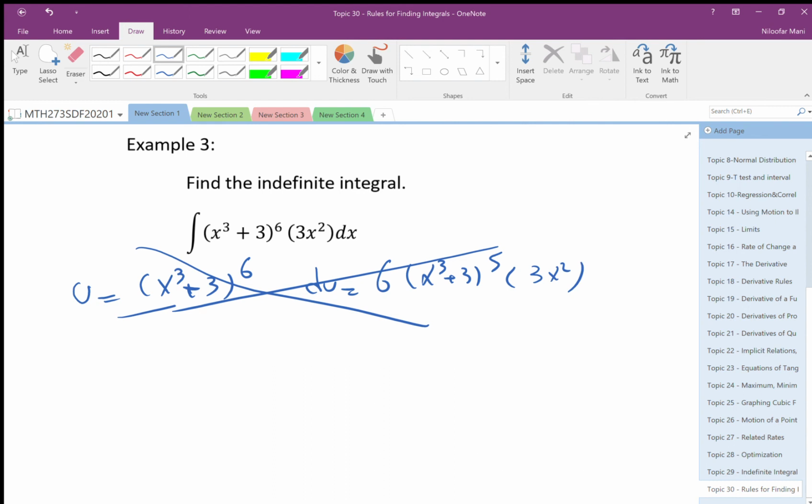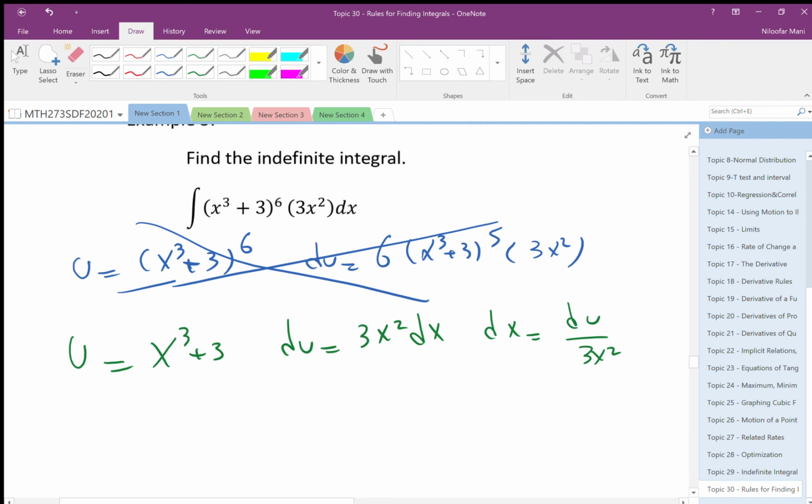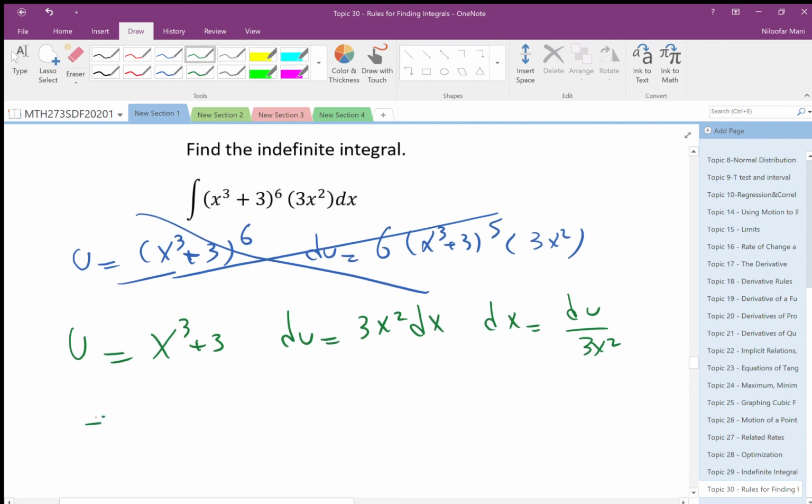Okay, that's perfect. So I do u as x cubed plus 3. What is du? 3x squared plus, no, 3x squared dx. Okay, what is dx? dx is du divided by 3x squared. Oh, perfect. So I can do this.